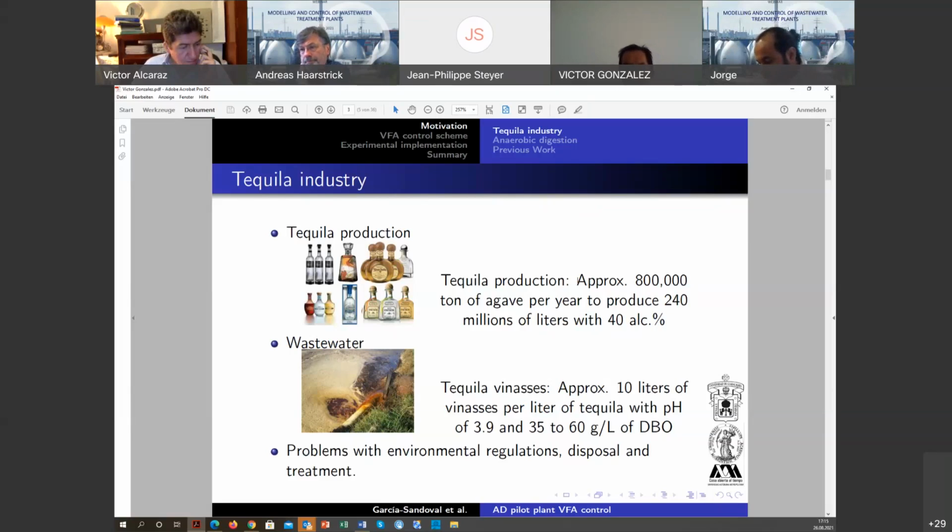And in addition, the Mexican government has strengthened the ecological laws about the disposal and treatment of tequila vinasses. Next, please.